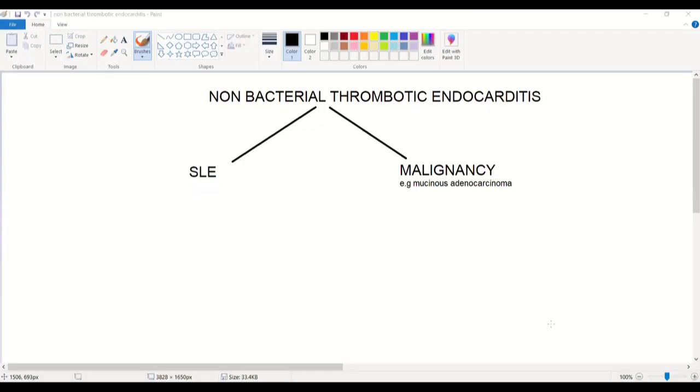What about my screen? Visible or not? Not yet. Yeah, it's coming. Now it is visible. Okay.